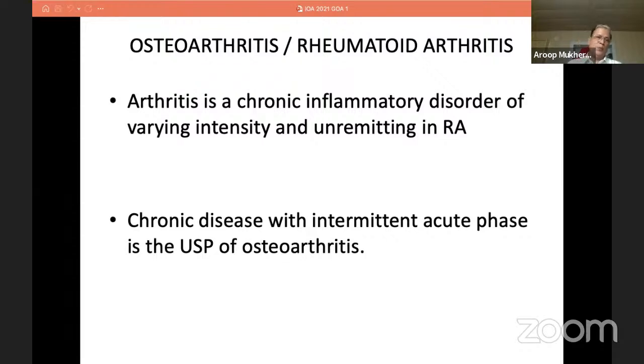As we all know, it is the osteoarthritis patient who is intermittently well and intermittently in trouble. So this is what the clinical picture is. But both groups of patients suffer from an inflammatory disorder of non-infective nature with intermittent flare-ups.